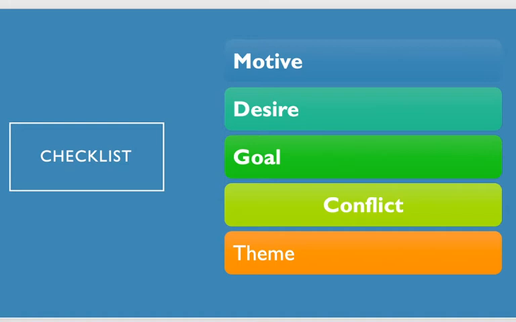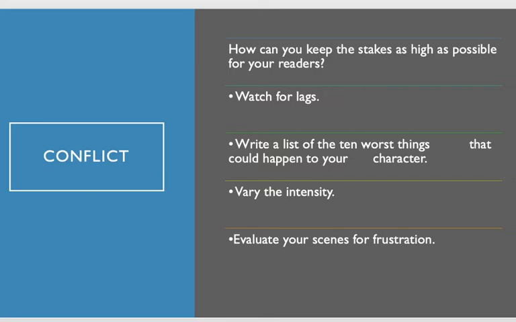Conflict fuels fiction, and frustration fuels conflict. Every time the character and the reader begin to think victory and happiness are just around the corner, you as the author have to find a way to circumvent the character achieving it. How can you keep the stakes as high as possible for your readers?